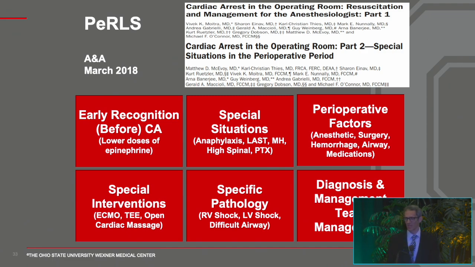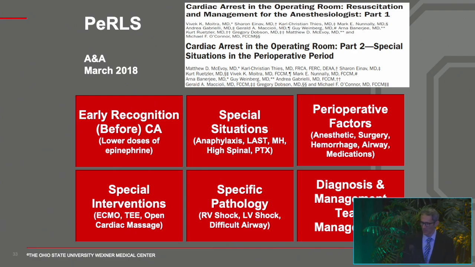The first one talks about why perioperative cardiac arrest is different from cardiac arrest in other settings, and we talked about all this already. We recognize things earlier, and hence they recommend using lower doses of epi, just like we talked about with local anesthetic systemic toxicity and cardiac surgery ACLS. Lower doses of epi are likely effective in these early situations.